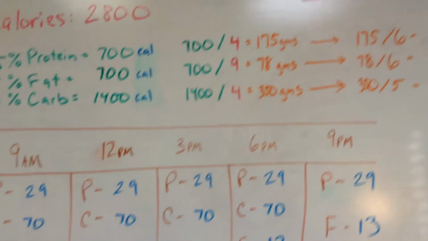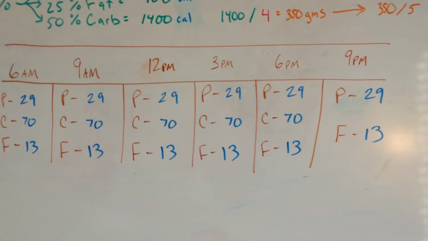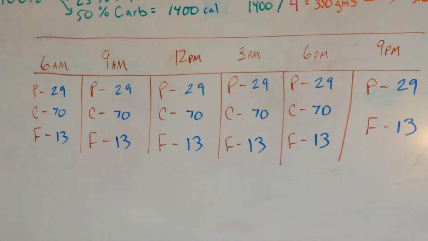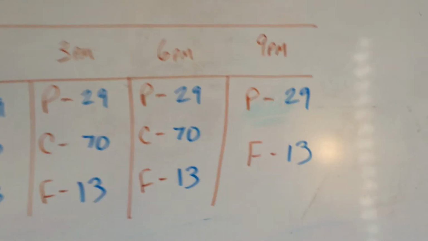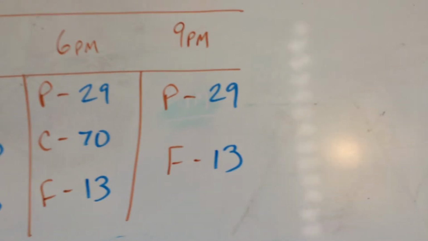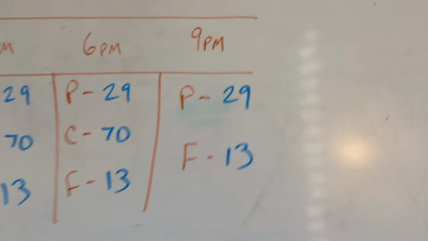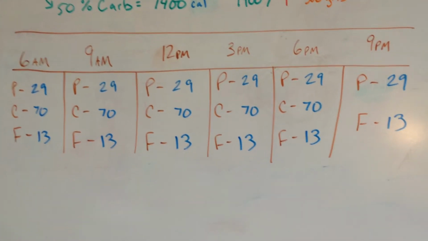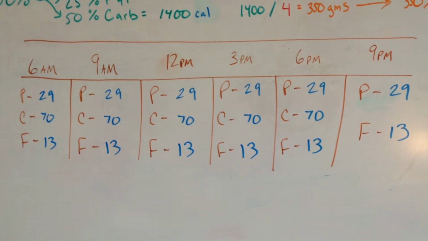So, back down here, we see our 6, 9, 12, 3, 6, 9. Notice we're going to be having protein, carbs, and fat for every meal except the last meal. Remember, last meal of the night, we only want protein and fat. We do not want carbs. So, you can see we're going to be eating protein for all 6 meals, fat for all 6 meals, carbs for only 5 of the meals.